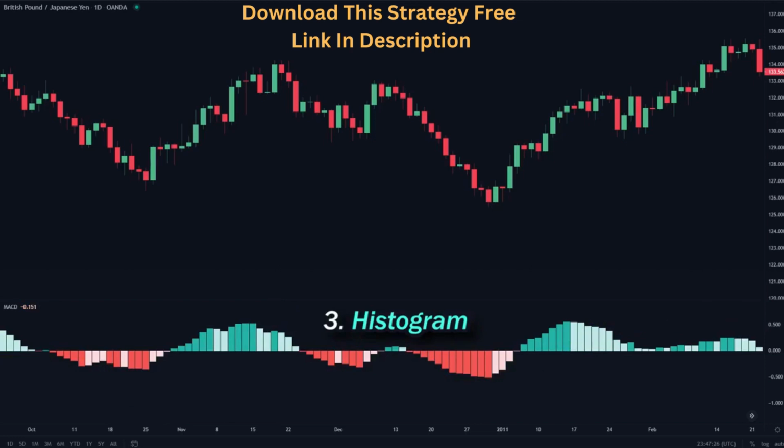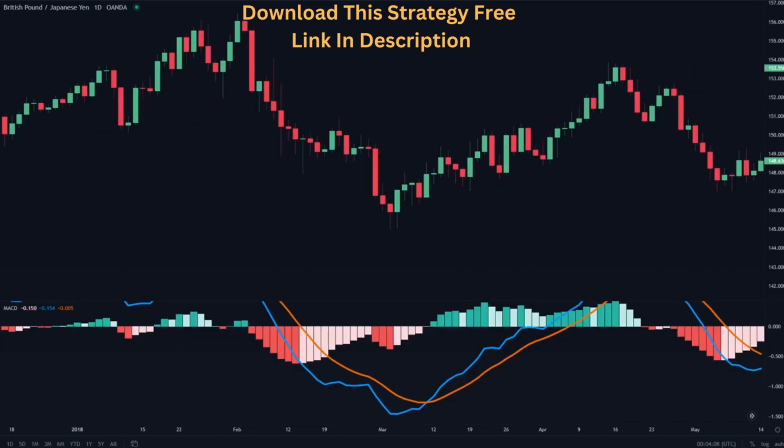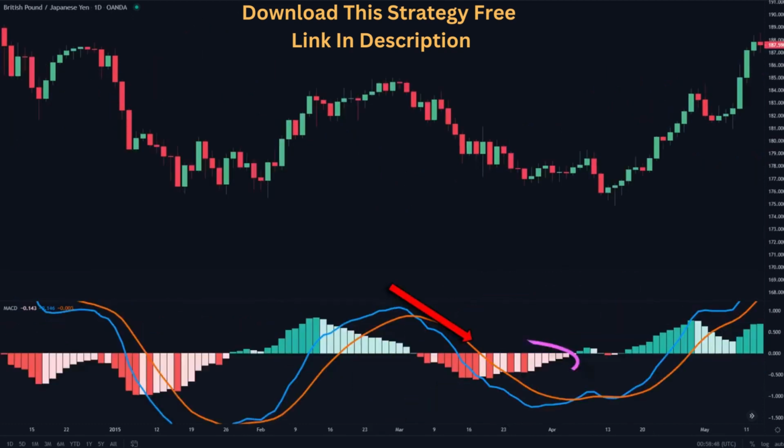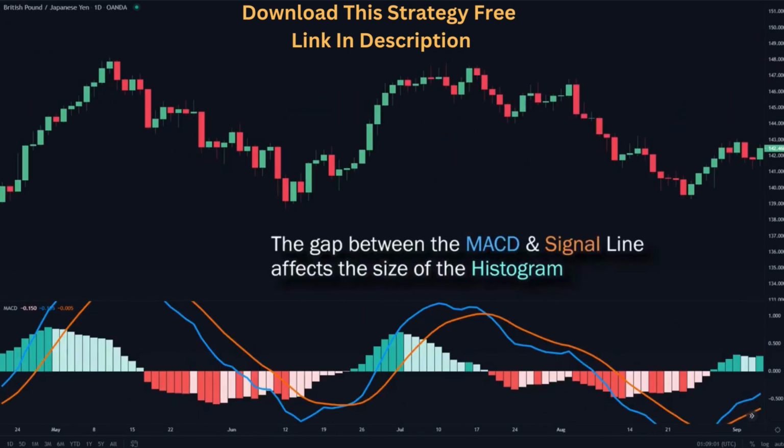MACD line and the signal line. For example, if the line crosses above the signal line, the histogram will turn green, and if it crosses below, the histogram will turn red. The gap between the MACD line and the signal line also affects the size of the histogram.